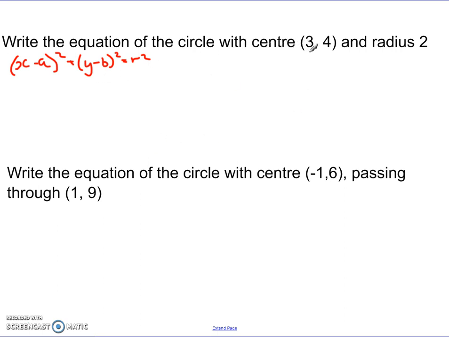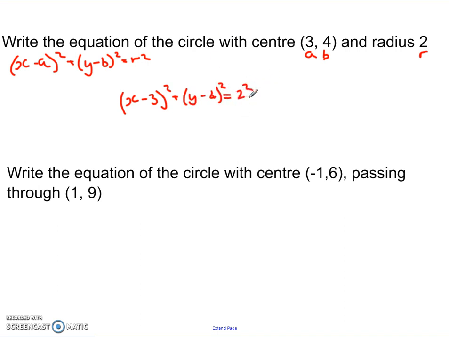Well, the a is the x part of the coordinate, the b is the y part of the coordinate, and we know from the question that r is equal to 2. So we have to plug it all in here and see what we get. If I plug in the a and b, I get (x minus 3) squared plus (y minus 4) squared equals r squared, so it equals 2 squared.